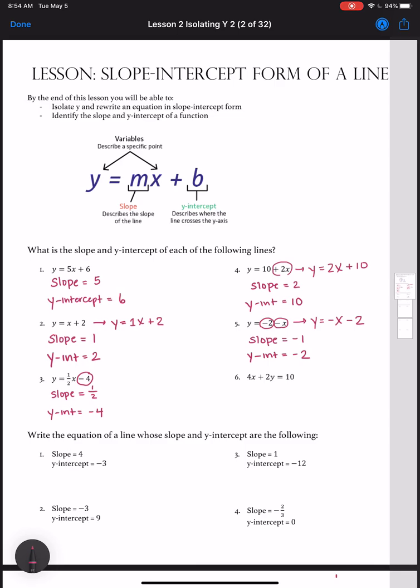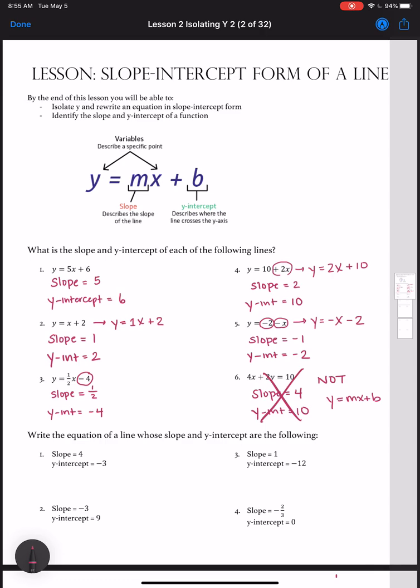Number 6, 4x plus 2y is equal to 10. There's a lot of different things that students would do with this, but the bottom line is that we would end up saying maybe the slope is 4 and the y-intercept is 10. But that is not true because it is not in y equals mx plus b form. So what we're going to do today is isolate y and get it into y equals mx plus b form so that we can get our slope and our y-intercept.